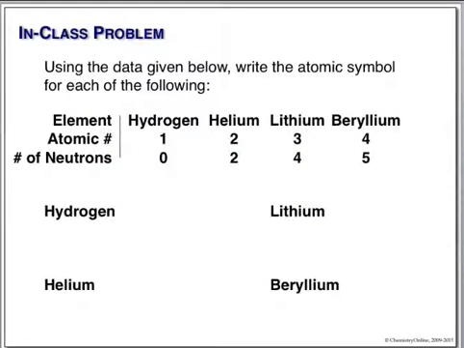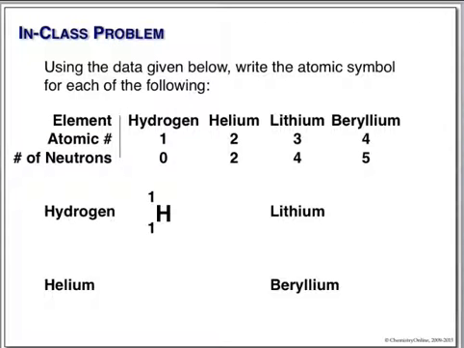Go ahead, take this little set of data and do atomic symbols for hydrogen, lithium, helium, and beryllium. Hydrogen, our symbol is H. It has atomic number of 1. And we're going to say this guy has no neutrons. We would write H for our symbol. The mass, remember, is a sum here, so that's 1. And the atomic number, number of protons, is the subscript 1.